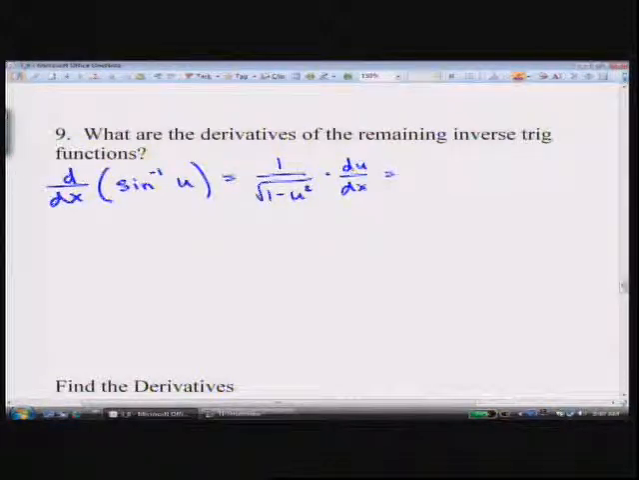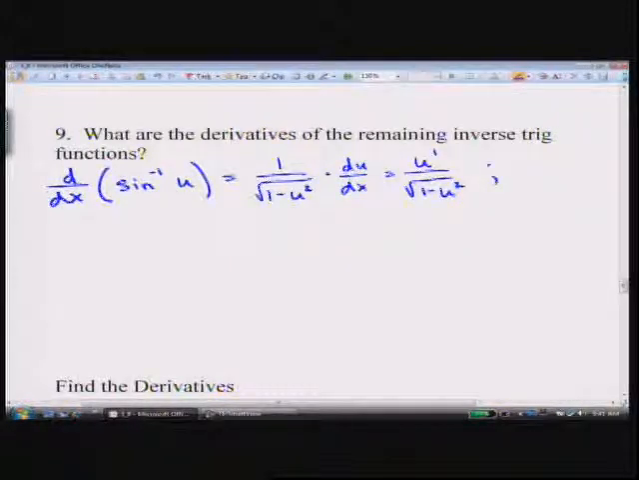So the sheet has u prime over the square root of 1 minus u squared on it, because it's reminding you that you may have to have the chain rule in there. So if I ask you to find the derivative of the inverse sine of 2x, you would do 1 over the square root of 1 minus 2x quantity squared, but then you'd have to take the derivative of 2x, which is 2. And that's what you would put up top. Does that make sense? Once we do some more of these, it should make sense to you.